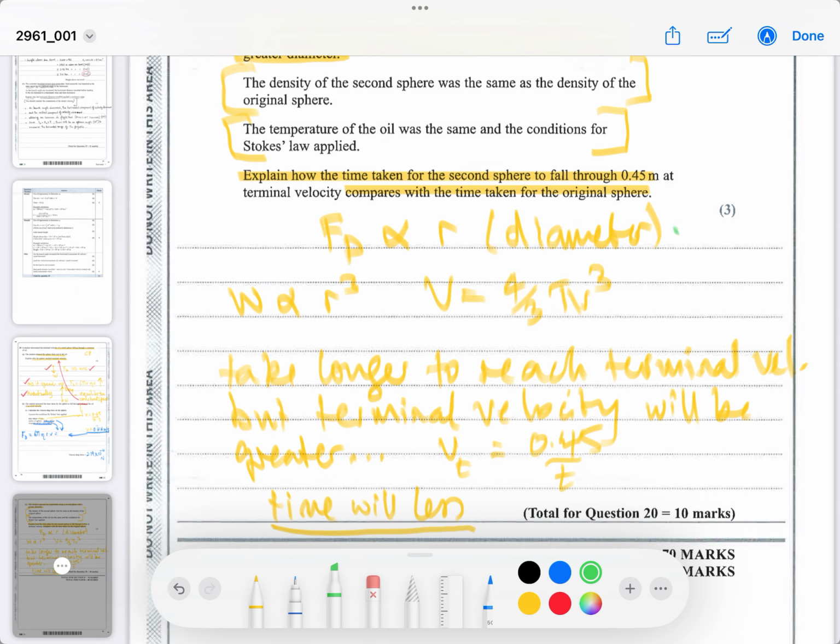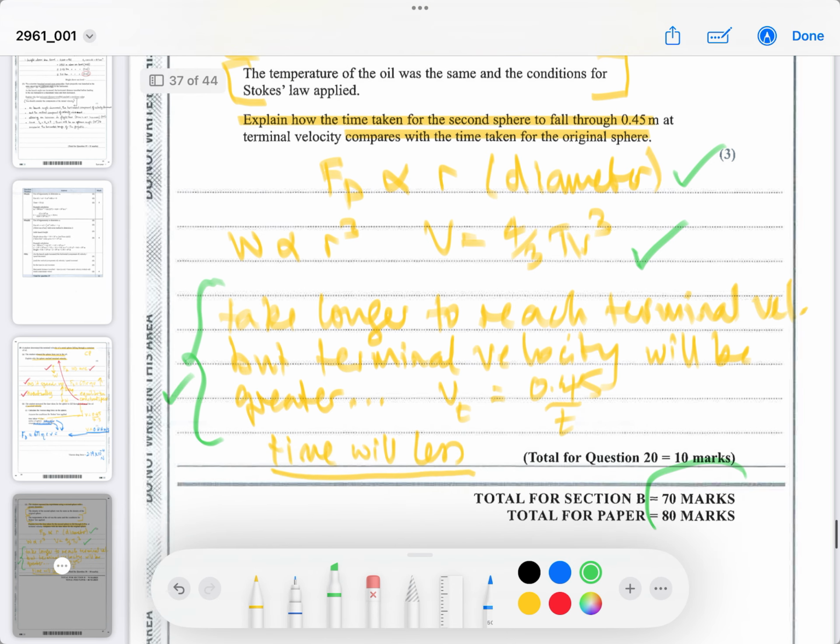So you get 1 mark for explaining that you know that the drag force is proportional to the radius, and that the weight is proportional to r cubed. And then some kind of explanation will get you the 3rd mark. Remember, that's the last mark in an 80 mark exam. So they're going to try to confuse some students, and it's okay not to get that final mark if you don't get it.